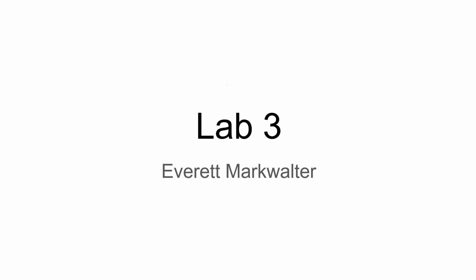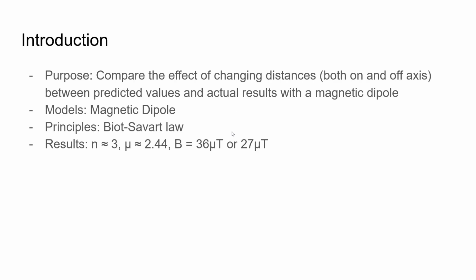Hey, so I'm Everett, and this is my lab report for Lab 3 in Physics 2212. To start off, the purpose of this lab is to compare the effect of changing distances, or the distance dependence, on the magnetic field from a magnetic dipole, specifically a bar magnet, and this is measured both on and off axis.